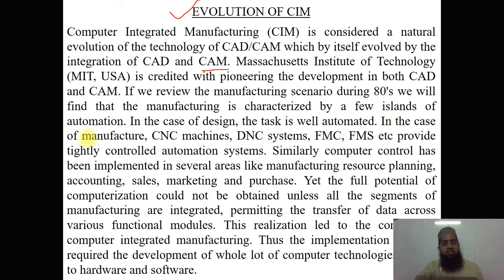islands of automation. In the case of design, the task is well automated. In the case of manufacturing, we have CNC machines, DNC systems, and flexible manufacturing systems, which provide a tightly controlled automation system. Similarly, computer control has been implemented in several areas like manufacturing resource planning, such as MRP 1 and MRP 2.